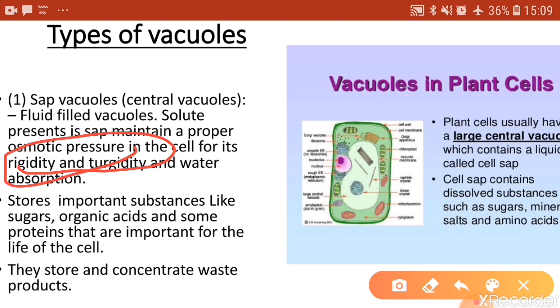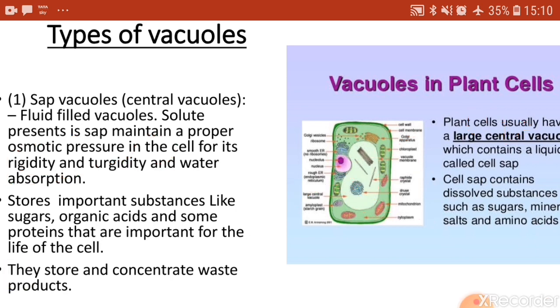How is the rigidity and turgidity obtained? By the osmotic gain of water. It is gain of water. When does this happen? When the sap vacuole has lower water content than outside. So when water enters the sap vacuole, the vacuole stretches, and that causes the protoplasm to stretch, and thus the cell becomes turgid and rigid.